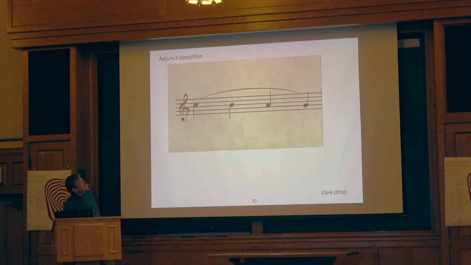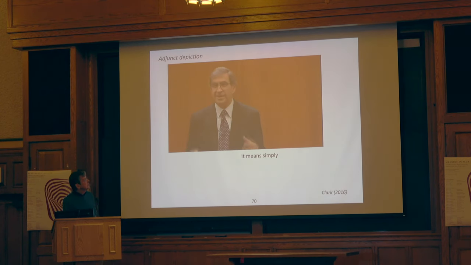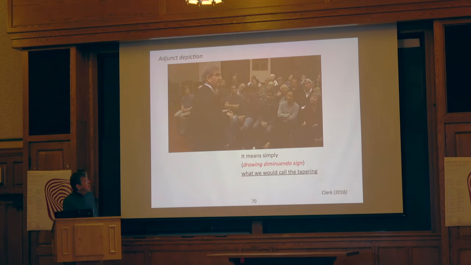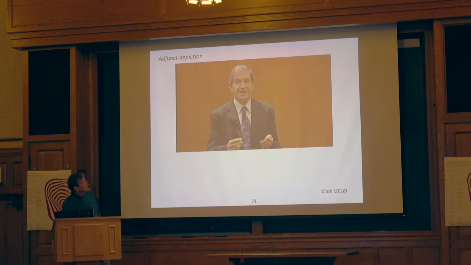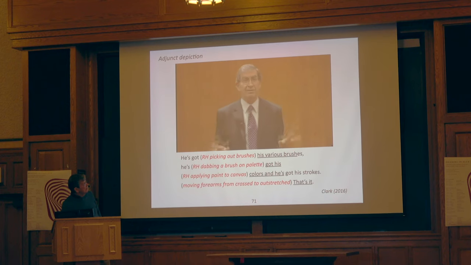Here's another one. Here's an adjunct. Now, diminuendo doesn't mean from fortissimo to pianissimo. It means simply what we would call the tapering. Now, what he's doing is giving you a depiction with this expression, what you would call a tapering. You could get rid of his depiction and it would still make sense. The whole sentence would make sense. He's giving you a depiction of it while he's giving you the utterance. So this is called the affiliate, and that's called the adjunct depiction. He's got his various brushes, he's got his colors, and he's got his strokes. That's it. That's all we've got.